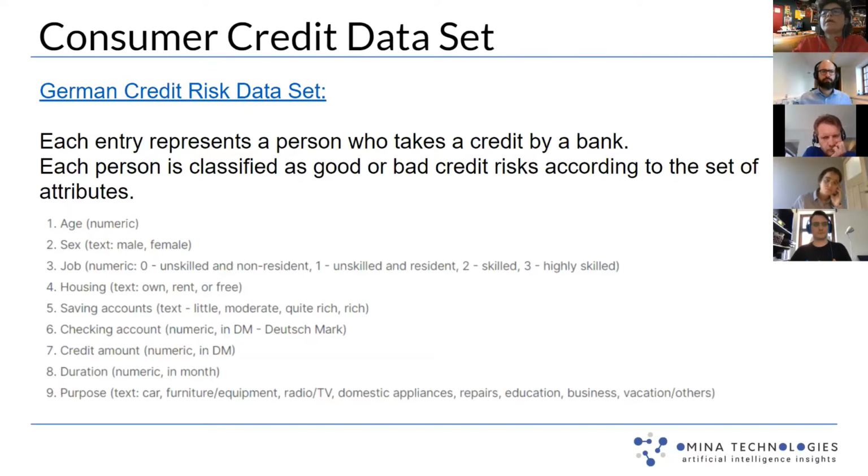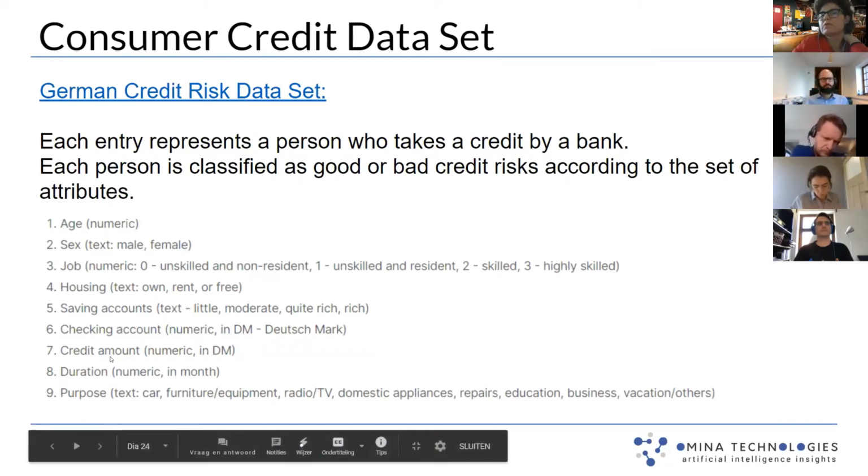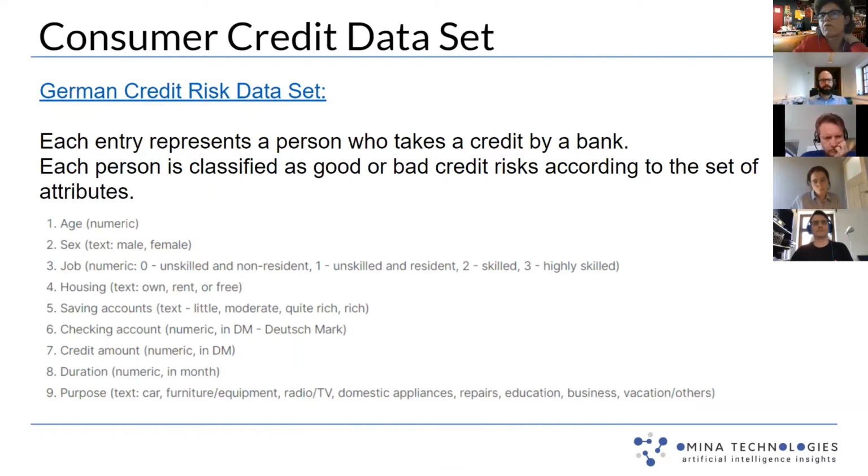In terms of profiling variables, we have the customer's age, sex, their job, their housing. Then we have 2 variables on their current financial situation, in terms of how much money they have on their savings accounts, and also how much money they have on their checking accounts. And finally, the last 3 variables pertain to the credits they are applying for: the credit amount, the duration, and also the specific purpose of that credit.